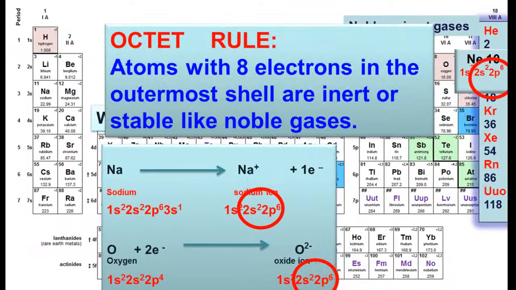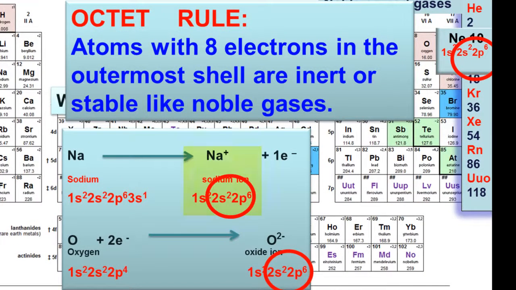Here I am going to explain the rule of octet. Noble gases are stable because they have 8 electrons in their outermost shell. You can check the sodium ion, oxide ion, and neon gas. In their outermost shell, the one which is circled here, they all have 8 electrons and are very stable. And that is the octet rule.